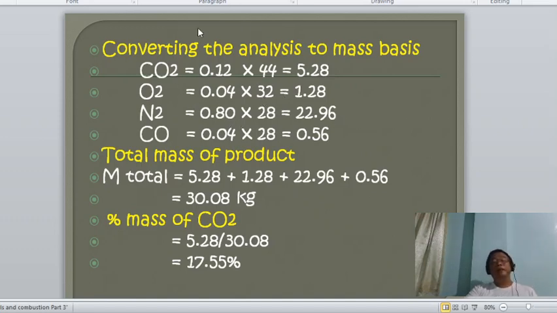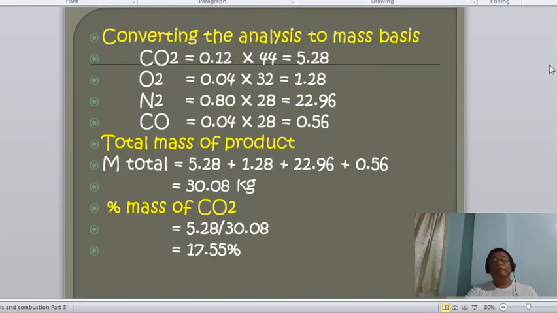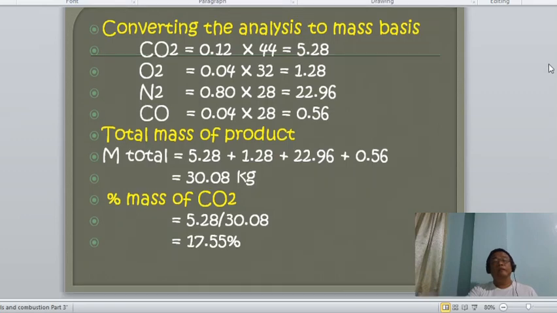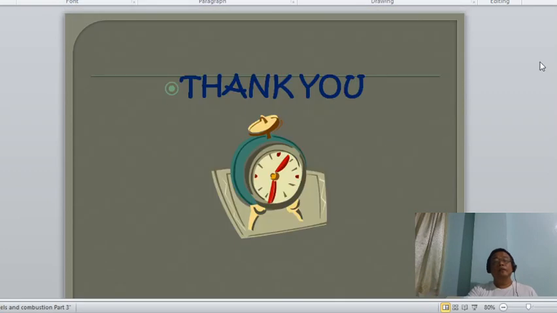Okay. So, let us now determine the total mass of the product. So, summing up now, the result is equal to 30.08 kilogram. Okay? So, the percent mass of the carbon dioxide is, of course, equal to 5.28 divided by 30.08, equivalent now to 17.55%. Okay?